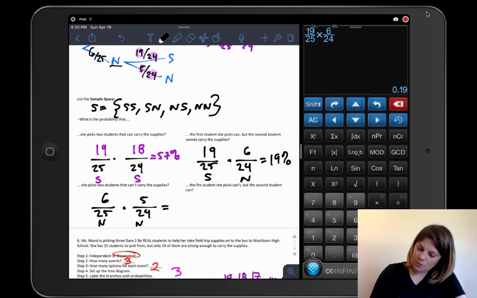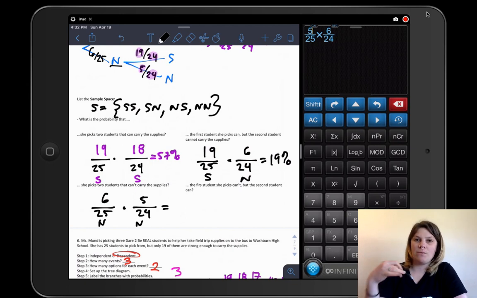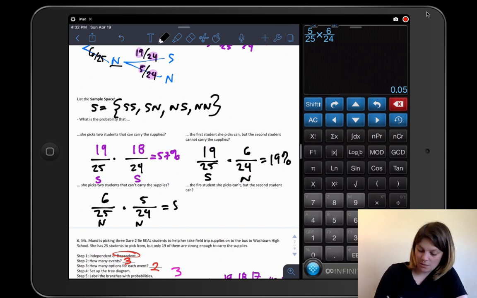Remember that if you are multiplying in a row, I could put 6, 5, but it doesn't matter, right? Because multiplication is commutative. So try it the other way. You should get the same answer, 5%.